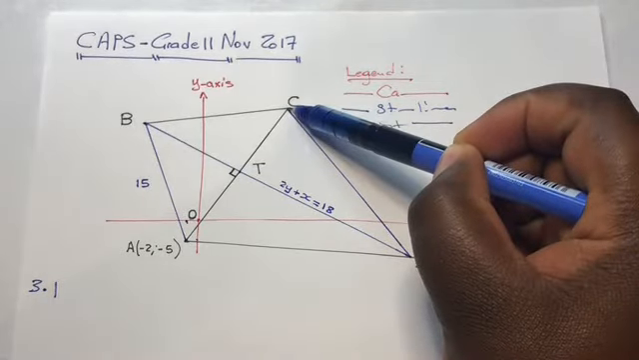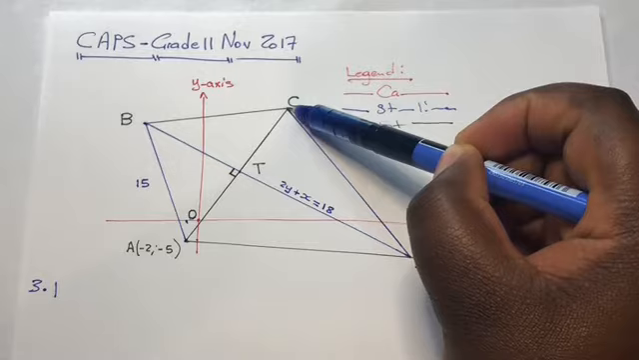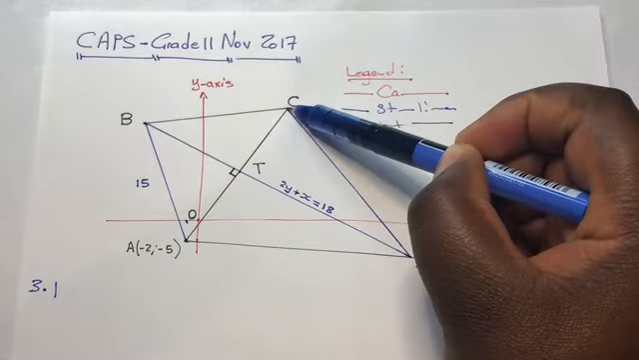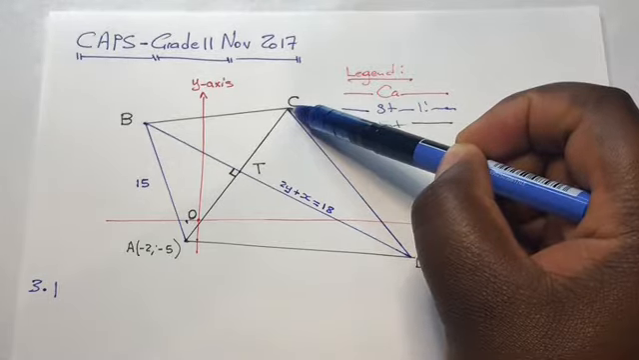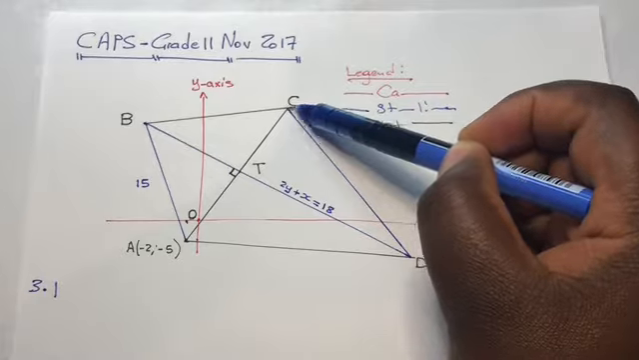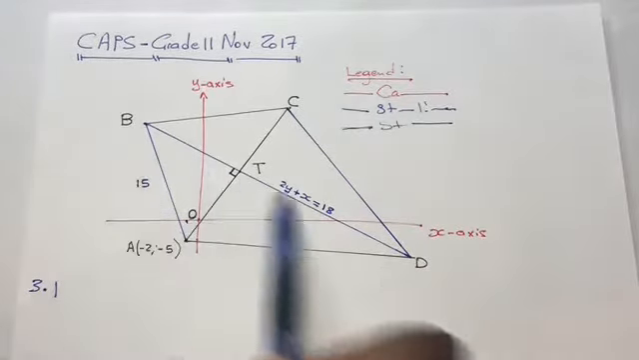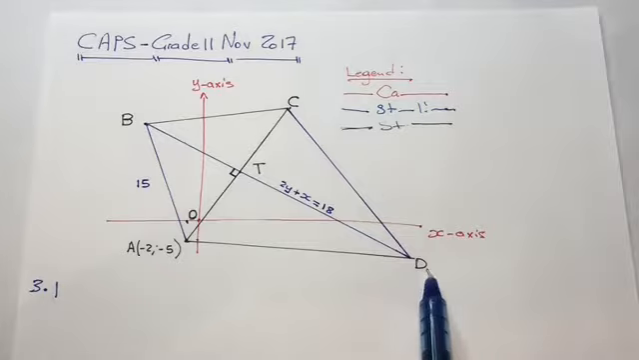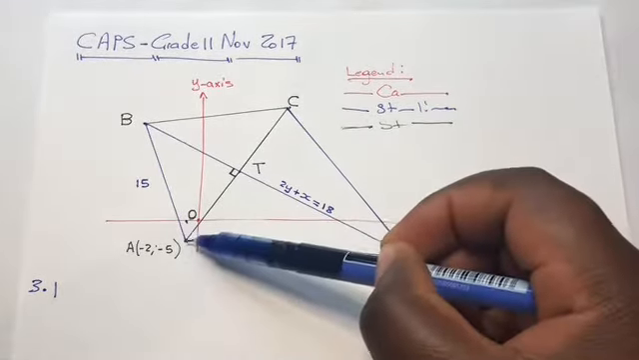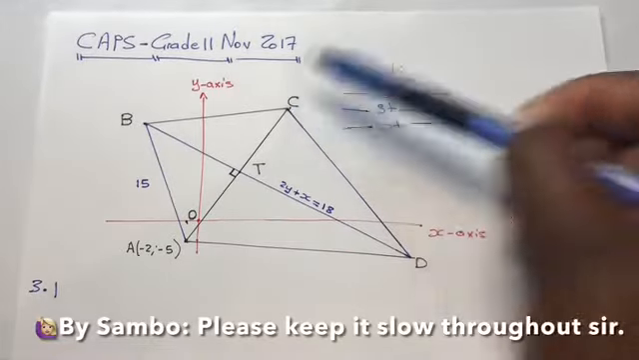So what other information have we got in relation to AC? We've got BD. Obviously, we know BD, line BD, is perpendicular to line AC.